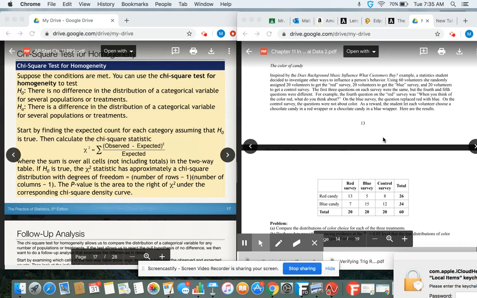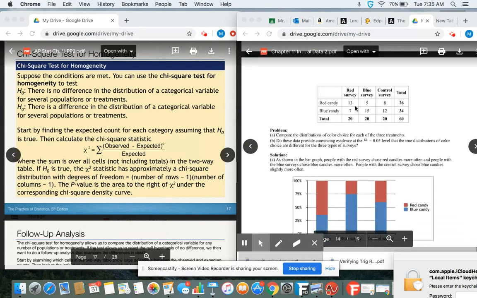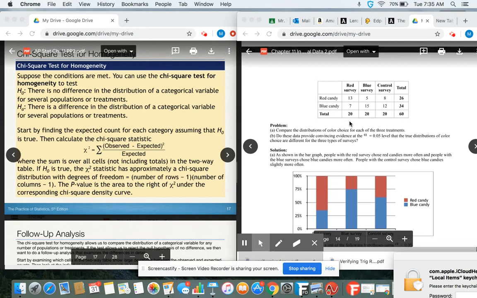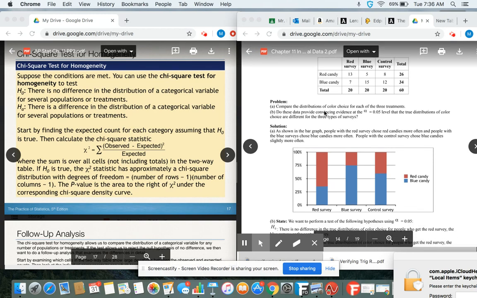All right, and as a reward, the student let each volunteer choose what type of candy they wanted. There were some in red wrappers or blue wrappers, and here were the results. Okay, so if a student took the red survey, they chose the red candy 13 out of 20 times, compared to the 7 times they chose the blue candy. Okay, and here's the differences between the types of surveys: the red, the blue, and the control. We're asked to compare the distributions of color choice.